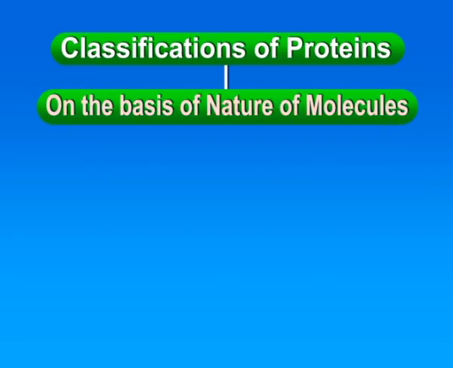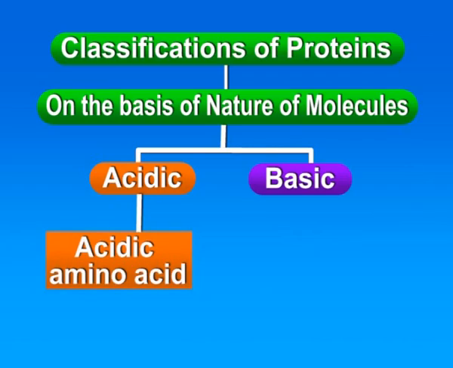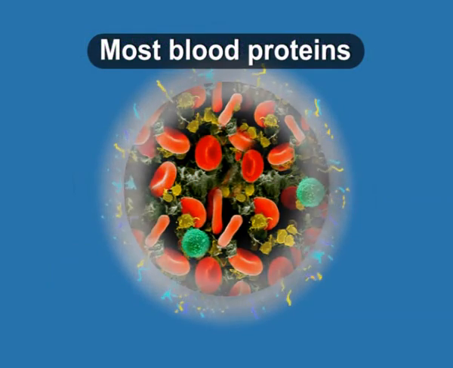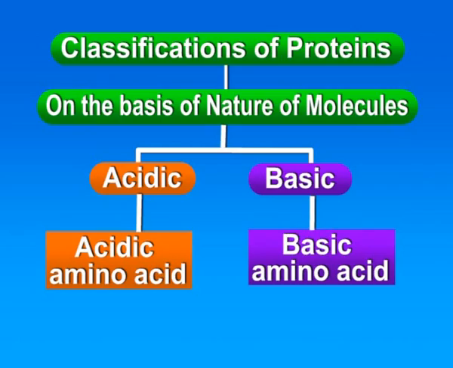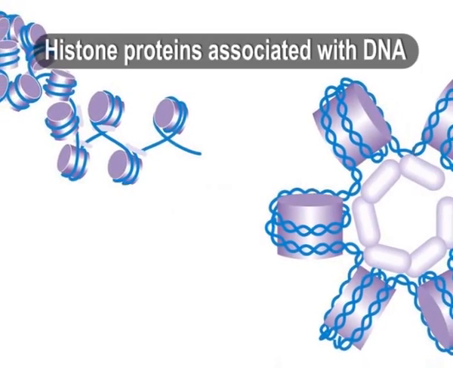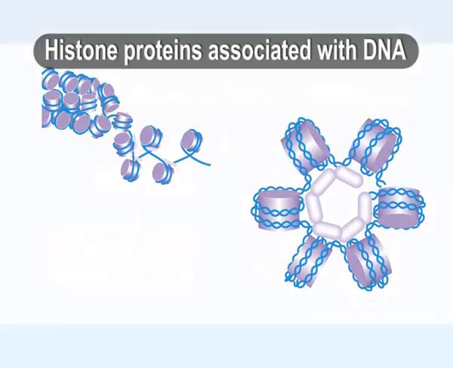On the basis of nature of molecules, proteins may be acidic or basic. They are acidic if they are rich in acidic amino acid, such as most blood proteins. They are basic if they are rich in basic amino acid, such as histone proteins associated with DNA.